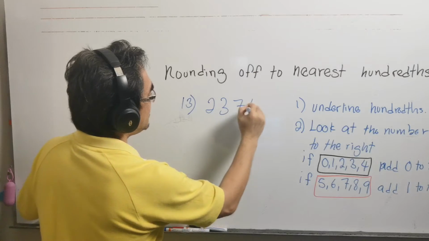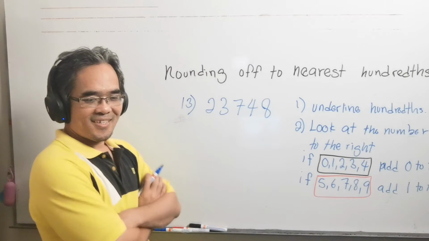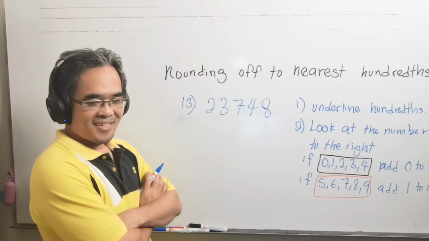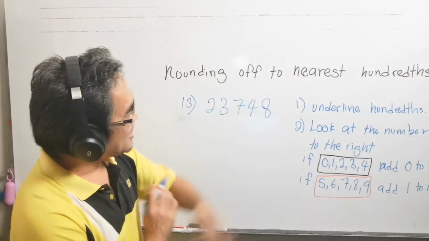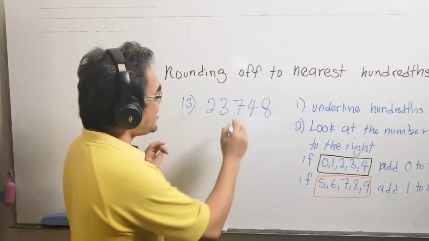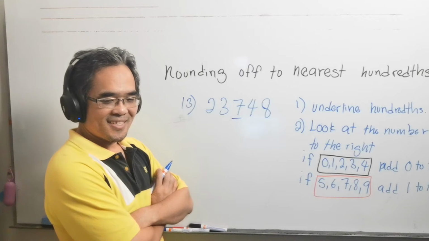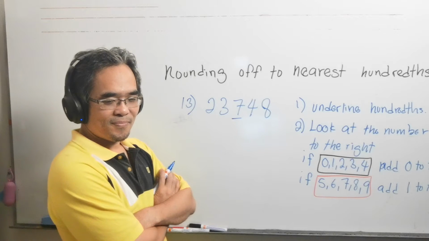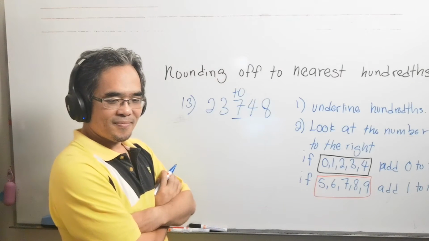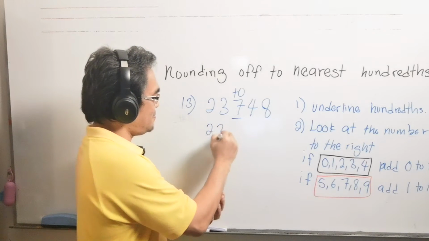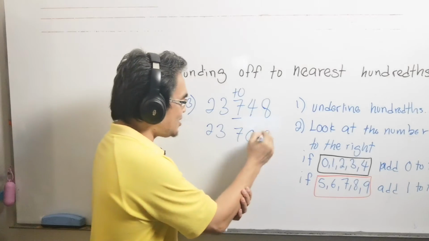2, 3, 7, 4, 8. Underline what? 7. At 0. Yes. That is correct.